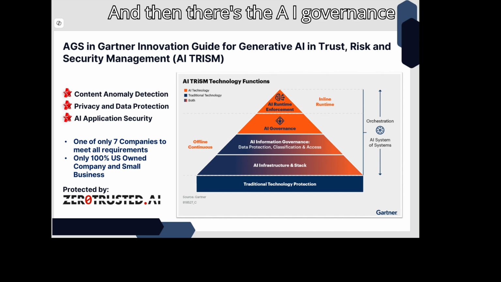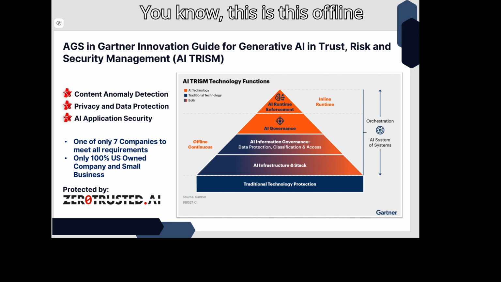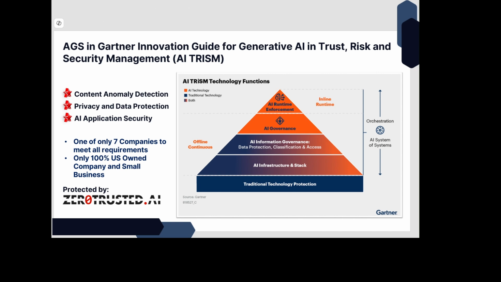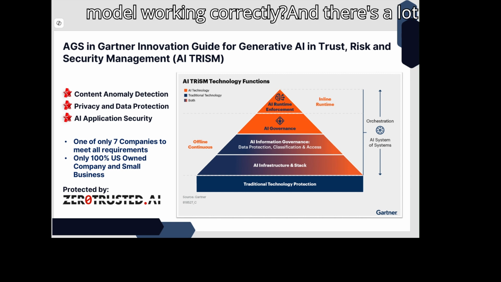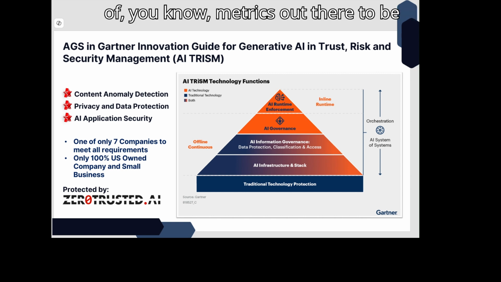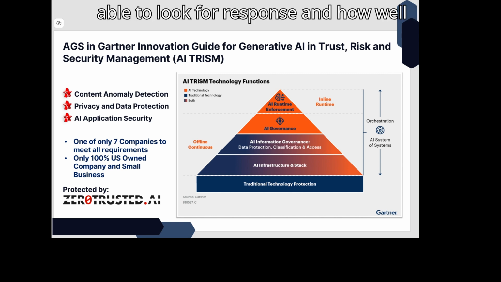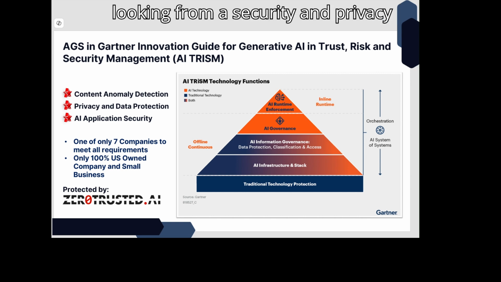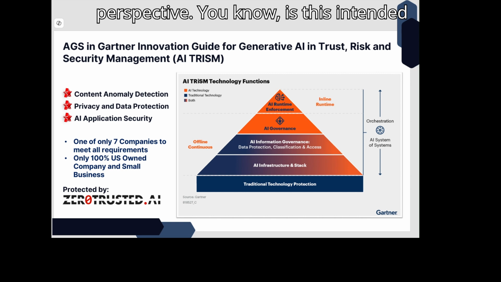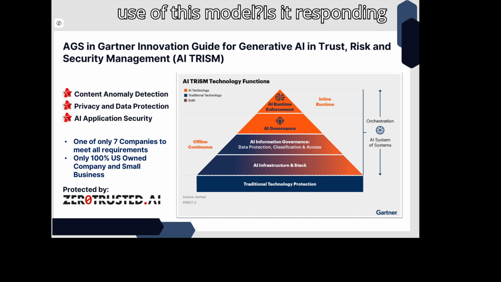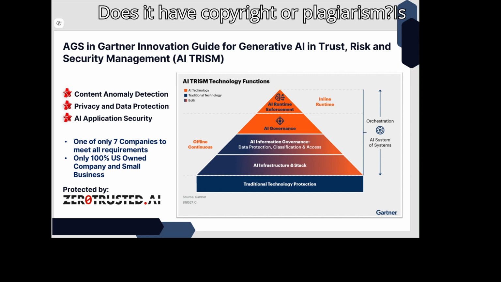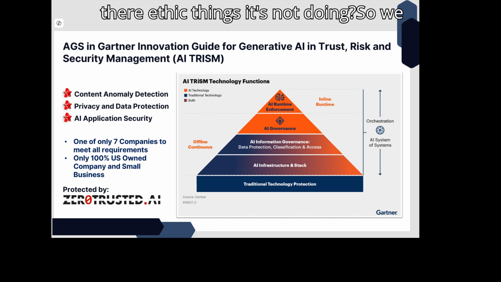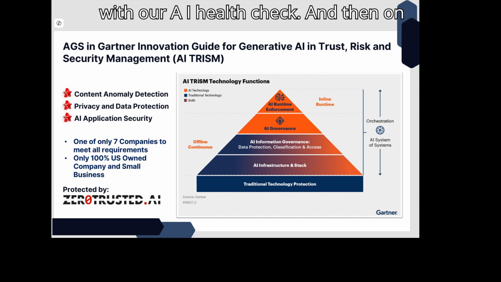And then there's the AI governance piece, and we took this a step further too. This is the offline continuous piece, but for us, it's really this deep enumeration of the model. Is the model working correctly? There are a lot of metrics out there to look at how well the model responds, and we're really looking from a security and privacy perspective. Is this the intended use of this model? Is it responding correctly? Is the data starting to drift? Does it have copyright or plagiarism issues? Is it breaking security or privacy rules? Are there ethics things it's not doing? So we want to scan that over time, and you do that with our AI health check.